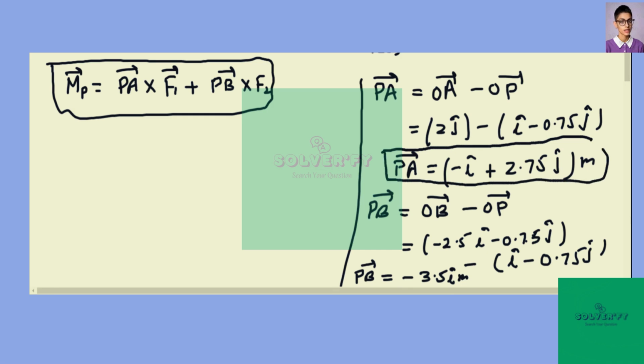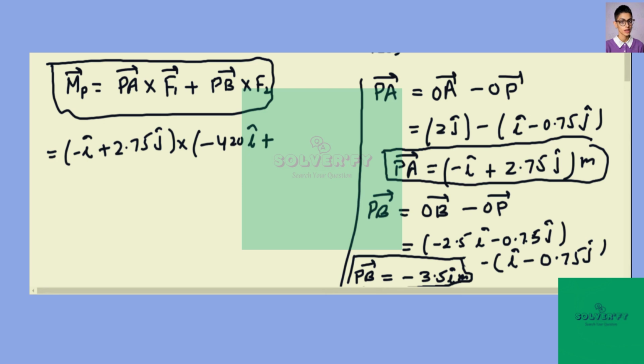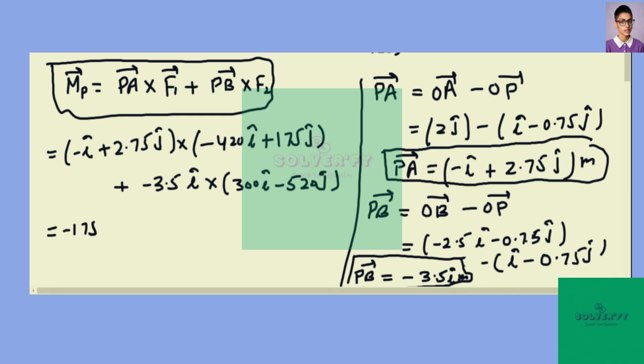Now we have to use these values to calculate the moment of force about the point P. So this is an important calculation. You have to follow these values. Now substitute the values here. The PA vector you got, minus i cap plus 2.75 j cap, cross F1 force, minus 420 i cap plus 175 j cap, plus the PB vector, minus 3.5 i cap, cross F2, and F2 is 300 i cap minus 520 j cap. When you simplify it, you will get minus 175 k cap.